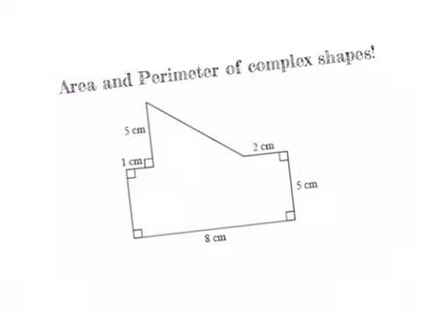Hey guys, today I want to teach you about how to find the area and perimeter of complex shapes. So a complex shape is going to be a shape that has more than one shape in it that you can decompose to find its area and perimeter.